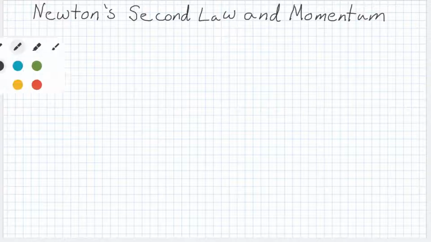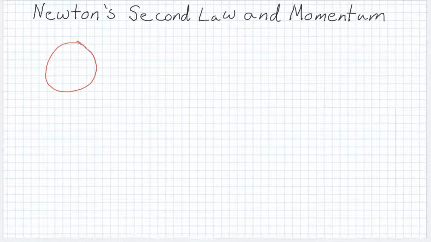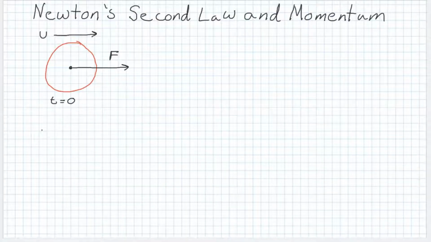This video is going to be about how Newton's second law relates to momentum. So we'll start out with an object. Our object is traveling with an initial velocity of u, and it's being accelerated by a force F. We're going to start from time being equal to 0 right at the beginning.